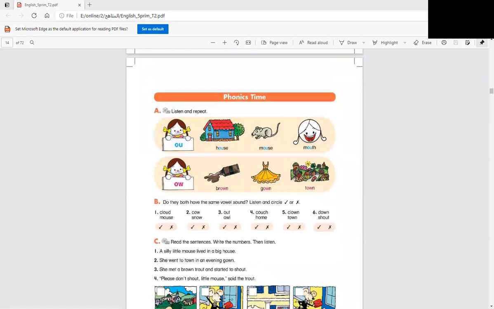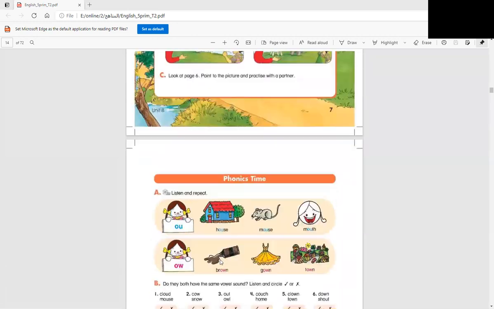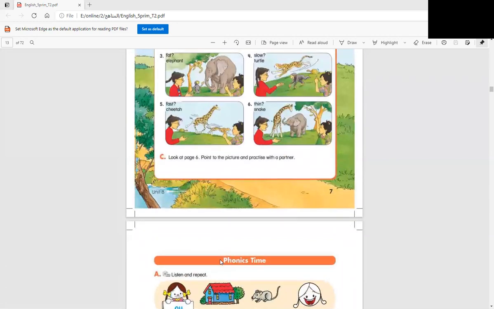And we have some exercise, you can do it by yourself. So this unit is talking about the safari park and the animals. Which one of them is the tallest? Which one of them is the fastest? Which one of them is the slowest?